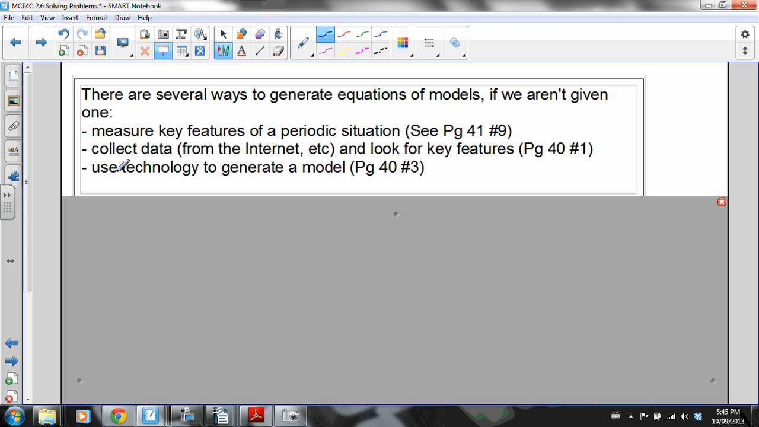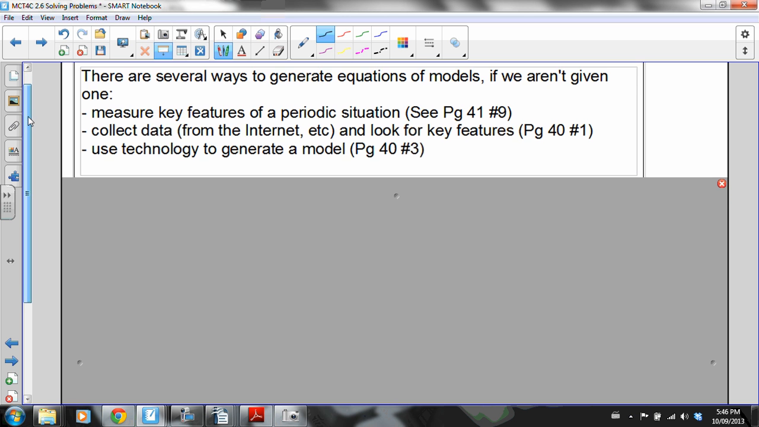Another way, and we'll see this, is to use technology to generate a model. So for instance, we can just plunk all this data that we get from the internet into a graphing calculator or a computer, and it'll spit out a model for us. And we'll see all of these three ways.